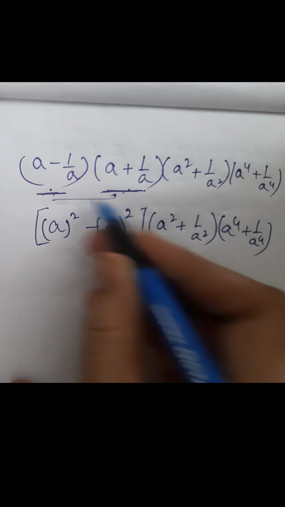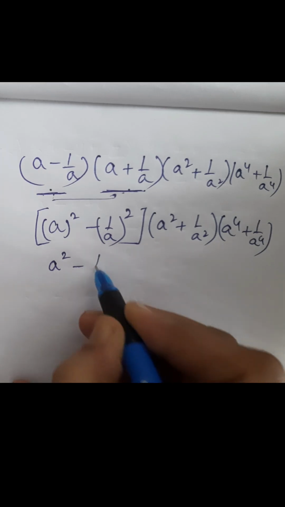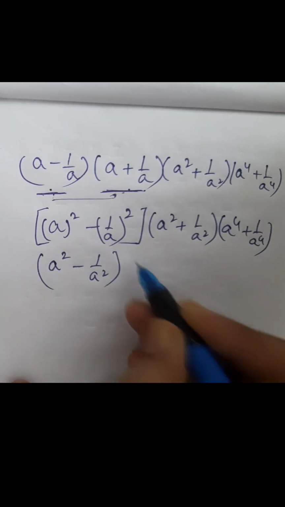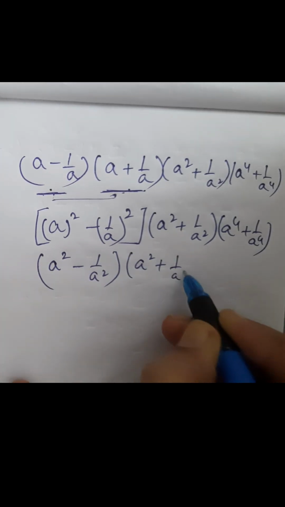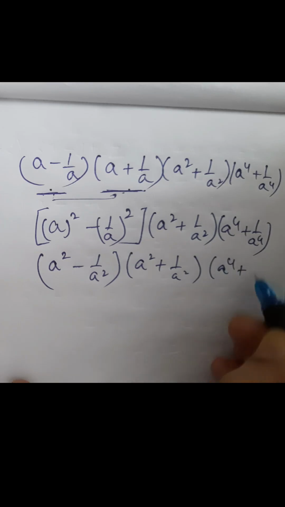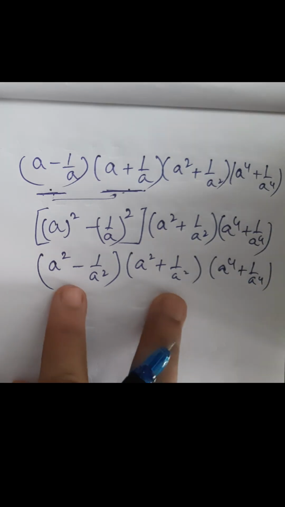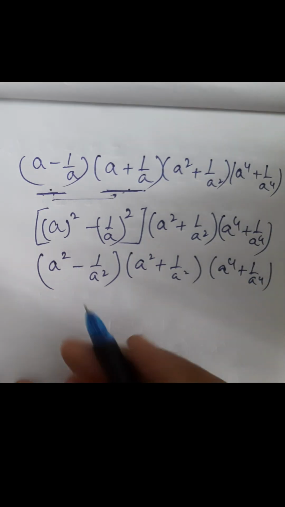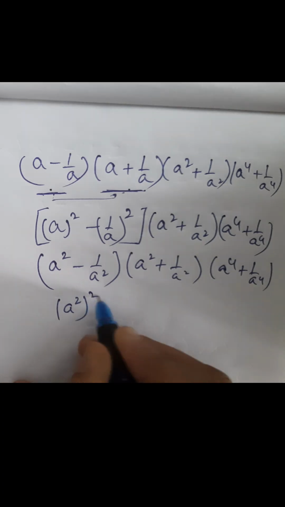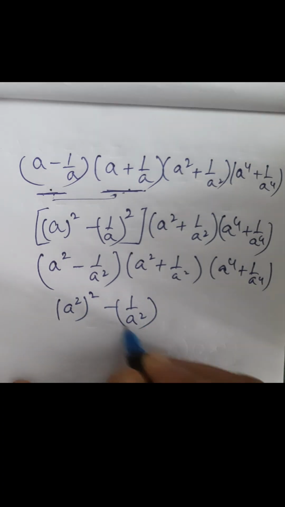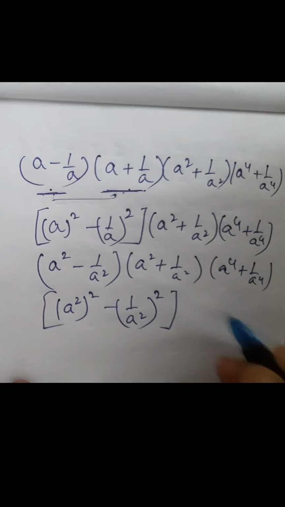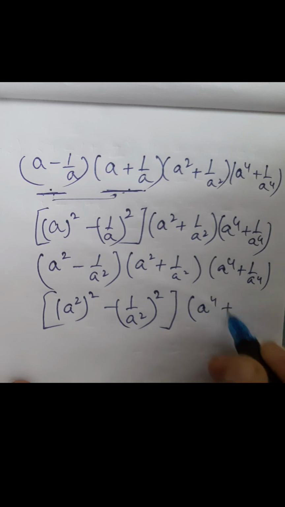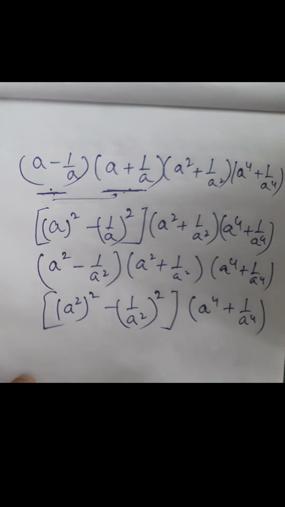If we make the square of this first part, it will be a square minus 1 upon a square. Now again we got terms once in plus, once in minus. So again the terms are in plus and minus. We'll make it the a square minus b square identity again, and copy out the last term without any change.